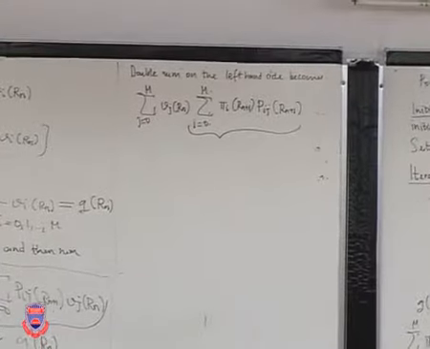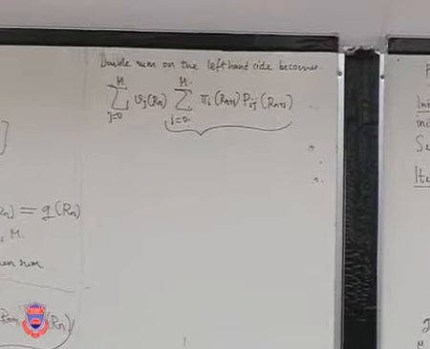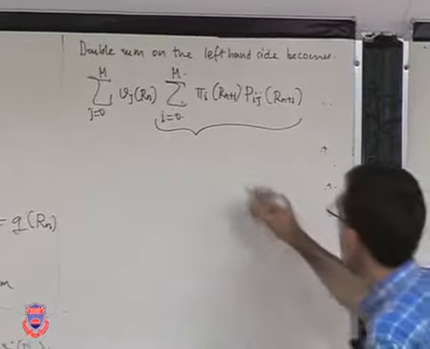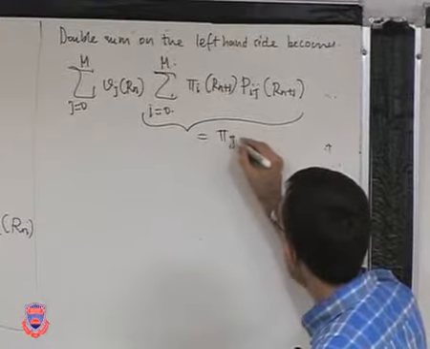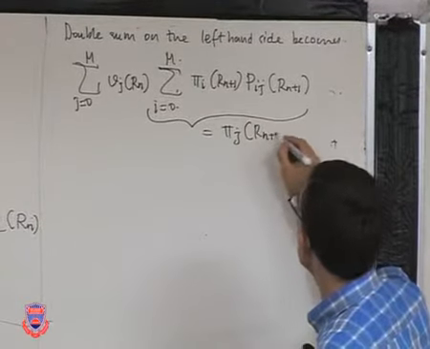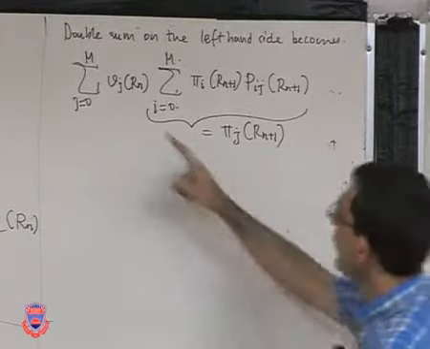Pi I times Pij's? Pi j. That's true. This is pi j under policy Rn plus 1. Exactly. So now this simplified.